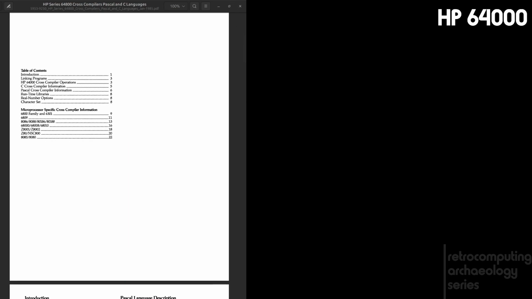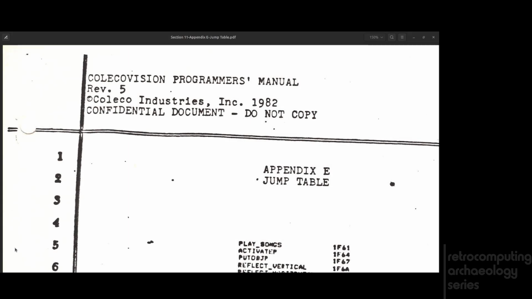Moving a bit forward, that leads us to our next document here, and right here we have a copy of the ColecoVision Programmer's Manual, Revision 5, dated 1982. Of course, it's a confidential document. This was what Coleco handed out to the programmers so that they could write their software. And there's a lot of great information inside this particular document.